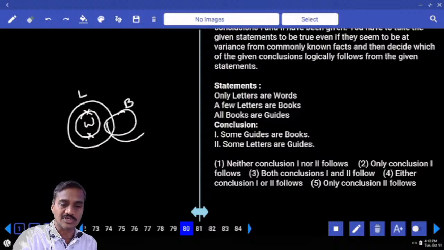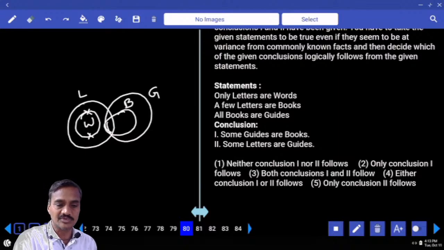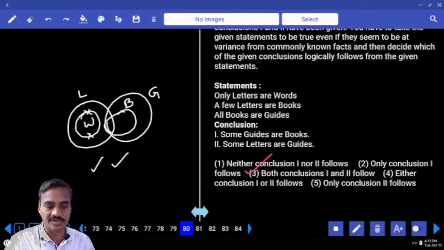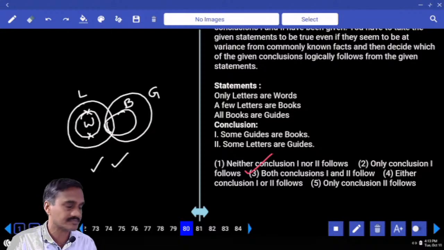And all these books are what? This entire book is a part of this guide. Some guides are books, definitely true. Some letters are guides, is also true. Hence both 1 and 2, choice 3, question number 80.